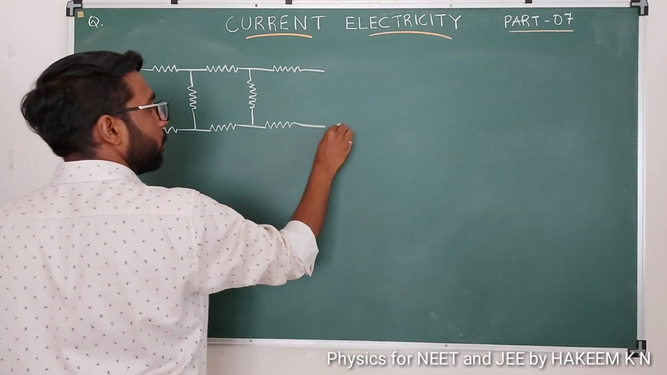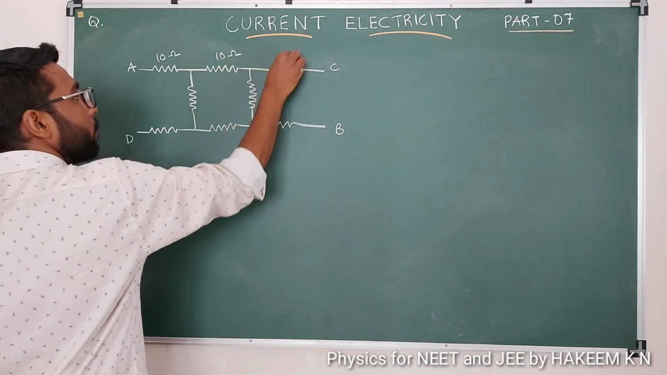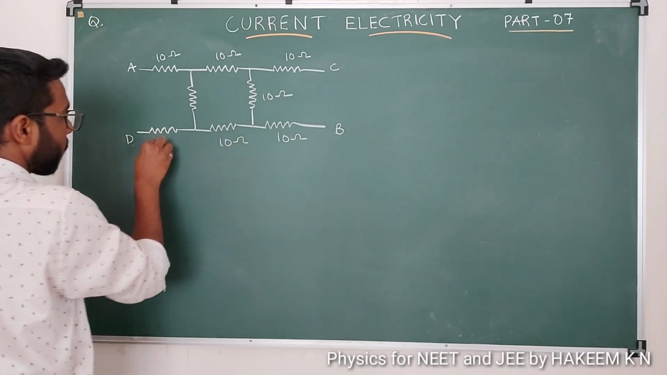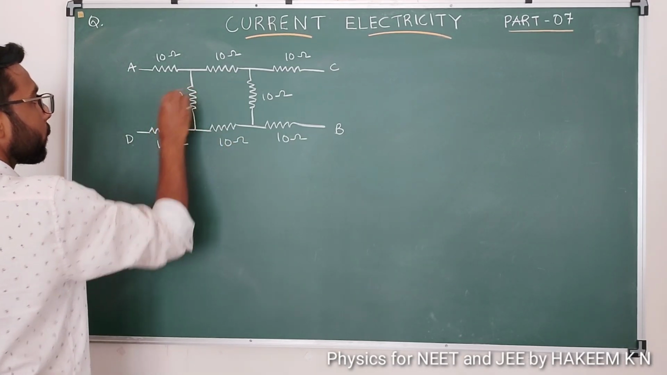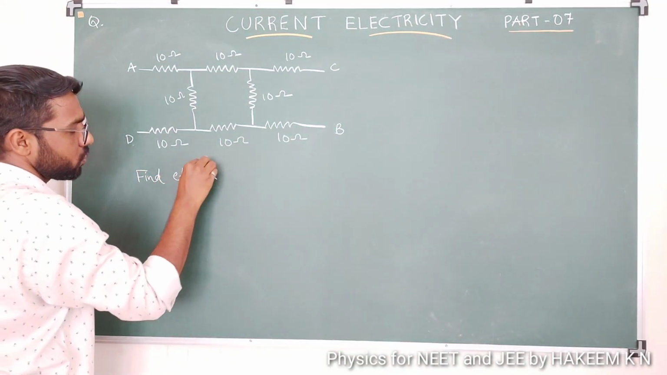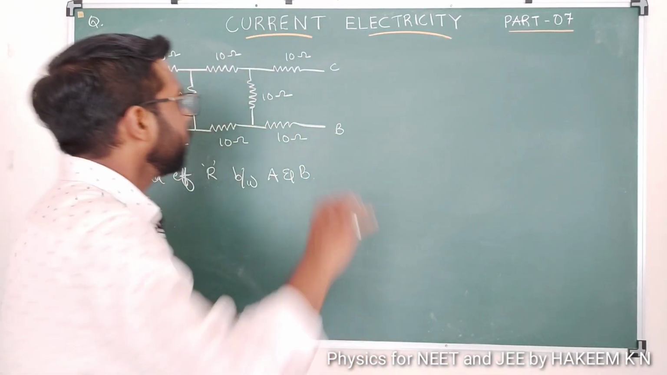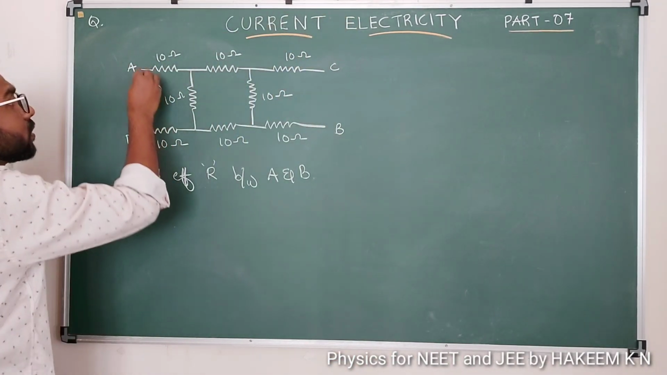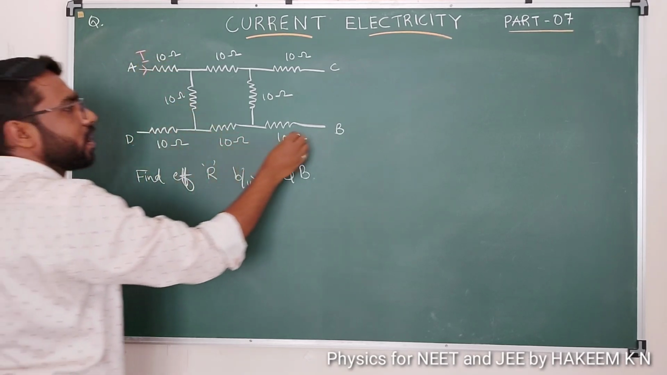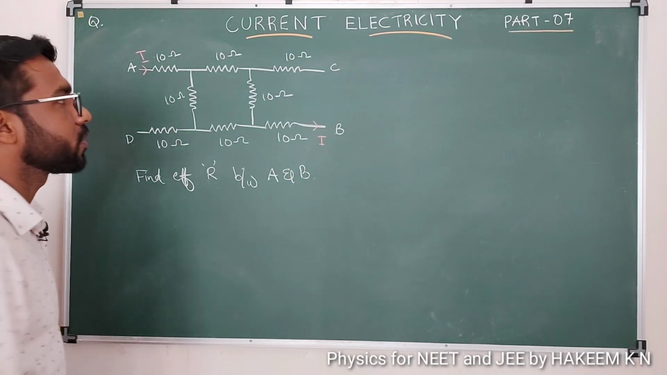A, B, C, D. All resistors are identical, 10 ohm. Question is, find effective resistance between A and B. Here we have to take current entering at A and that current leaving from B.